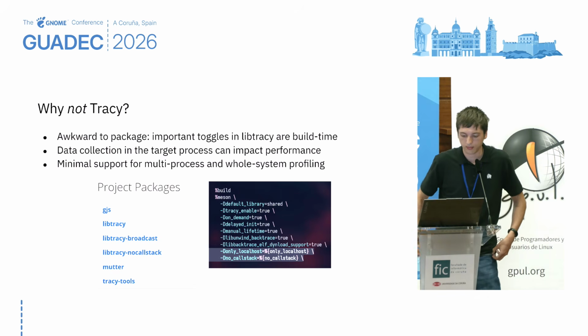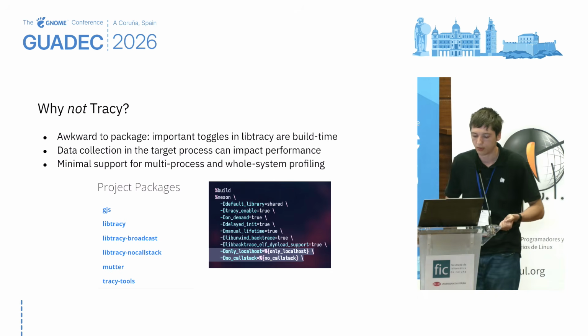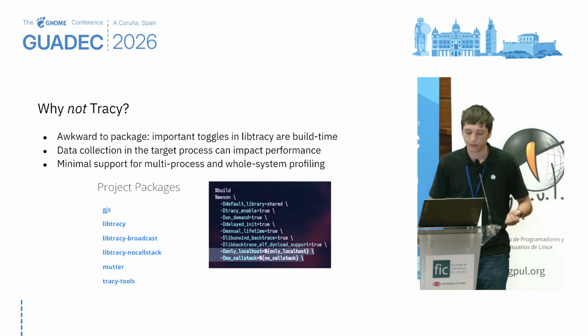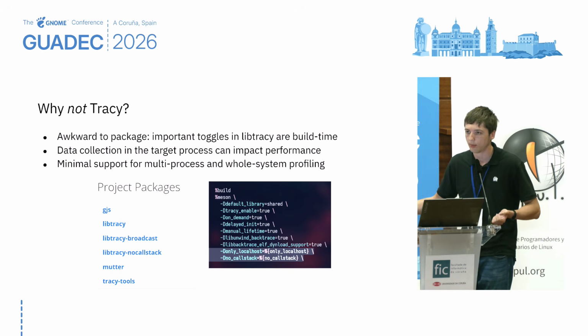So if Tracy is so good, why not Tracy? Why aren't we adding it to all of our libraries? Well, the main point is probably that it's a bit awkward to package. So as you saw, some important toggles in libtracy are build time. This is made this way because for game development, you really want to minimize the overhead. So it literally compiles out all of the unneeded code. But unfortunately for distribution, system-wide profiling, it means that I have to make separate packages with different build flags. For example, network profiling is cool, but by default, you really don't want someone else to be able to connect to your computer. So the default build here disables it, and you need to install the Tracy broadcast package to enable it back.